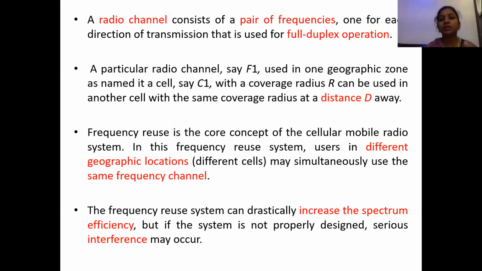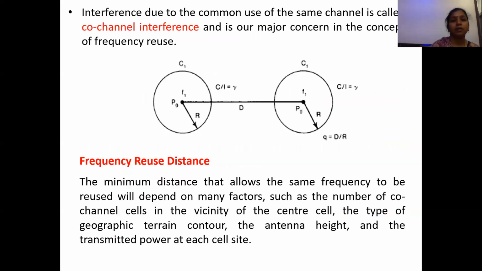In this frequency reuse system, users in different geographic locations, that is, different cells, may simultaneously use the same frequency channel. The frequency reuse system can drastically increase the spectrum efficiency, but if the system is not properly designed, there will be interference. Interference due to the common use of the same channel, that is, the same frequency, is called co-channel interference.